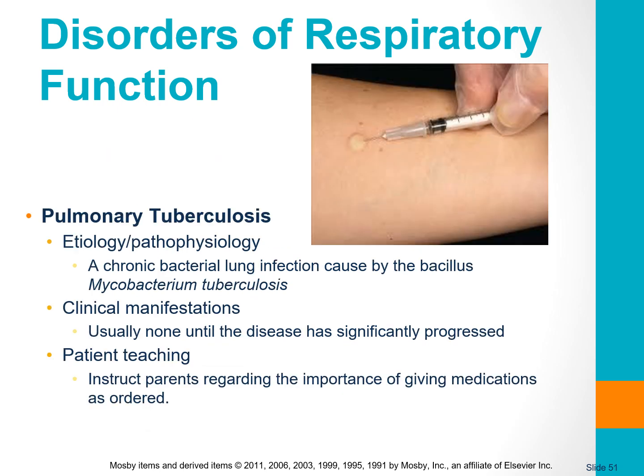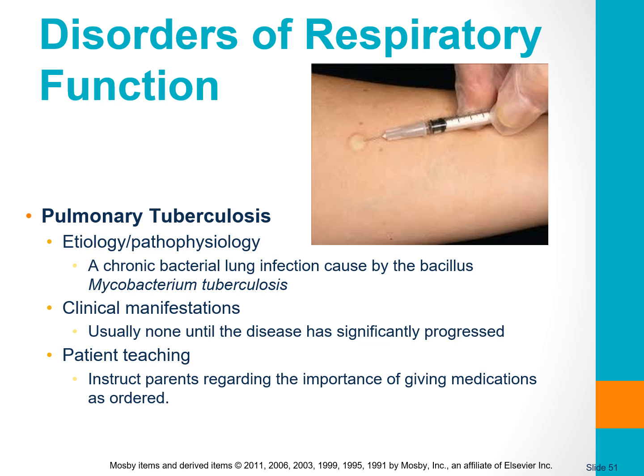Okay, moving on to pulmonary tuberculosis. So the primary source in children is unfortunate exposure to a caretaking adult who was positive for tuberculosis. So what is it? It's a chronic bacterial lung infection caused by the bacillus Mycobacterium tuberculosis. So that's the type of bacteria that causes this. Clinical manifestations are usually none, unfortunately, until the disease has significantly progressed. So this is dangerous in kids.